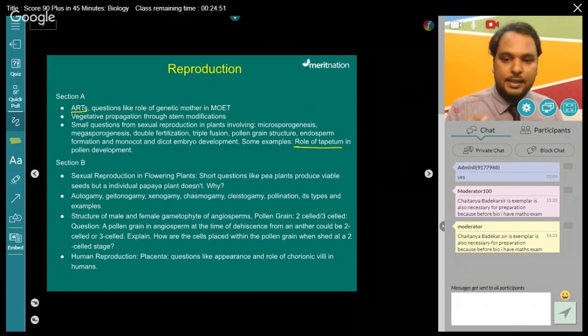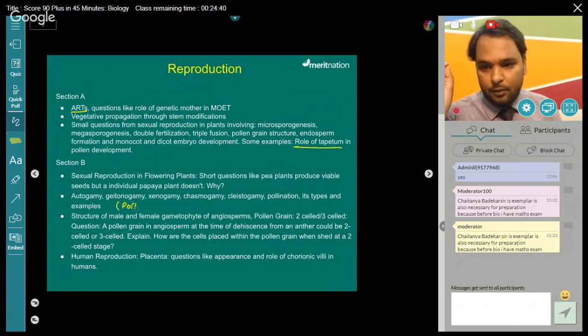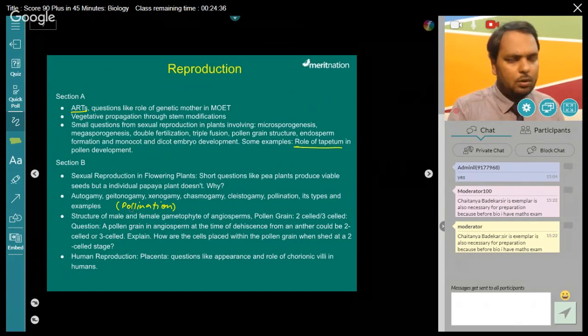Okay, so here, sexual reproduction. A short question: why do pea plants produce viable seeds, but an individual papaya plant doesn't? This can be a question. Now, I talked about how pollination is very, very important, right? And all these words are very important for you. Maybe a short note from them.